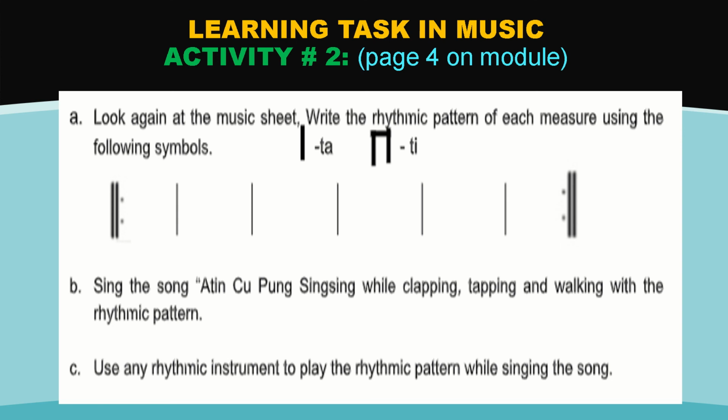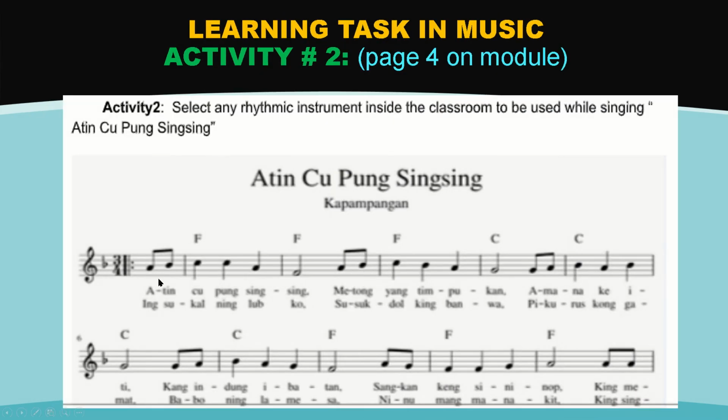So, let us look again at the music sheet. But before that, let us count how many measures are there on this picture. We have 1, 2, 3, 4, 5, and 6. So, meaning, you are just going to draw these sticks according to the music sheet above. So, let's check how you are going to do it. Alright, let us start on the first measure.